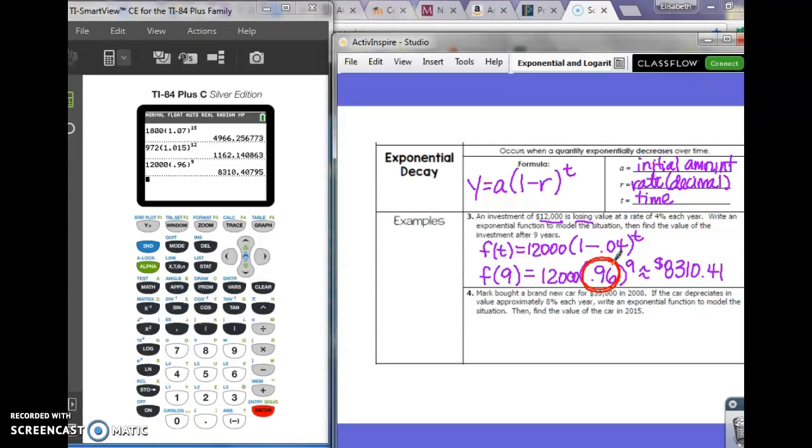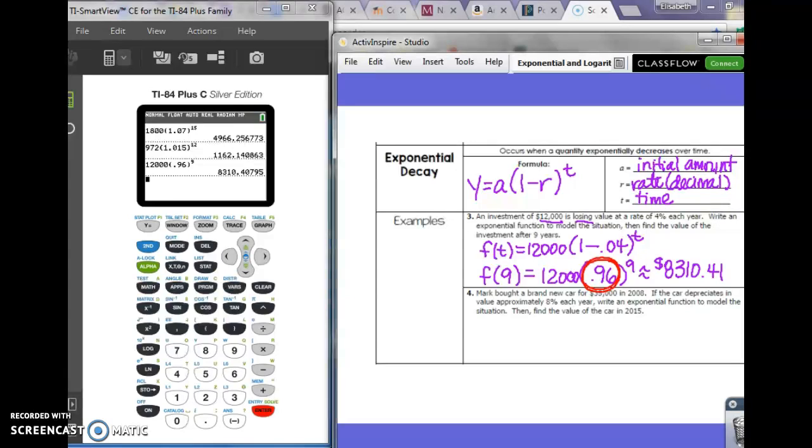You can think of this problem as either losing 4% each year, or you can think about it as holding on to 96% of the value each year. So I just want to point that out, because typically on a multiple choice test, you wouldn't see the 1 minus 0.04. You would simply see that 0.96, because that's the amount that you're holding on to each year.